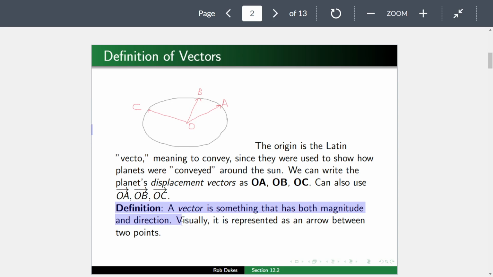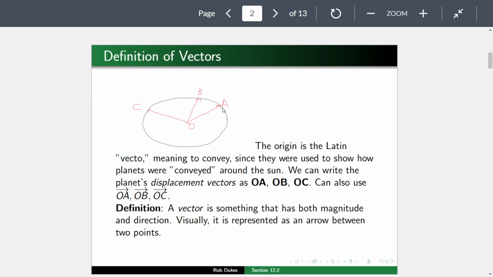And there are other definitions depending on whether you're a mathematician or an engineer or whatever else. But this is good enough for our purposes. A vector always has to have both a magnitude or a length and a direction. And this comes from Latin vecto, which meant to convey.